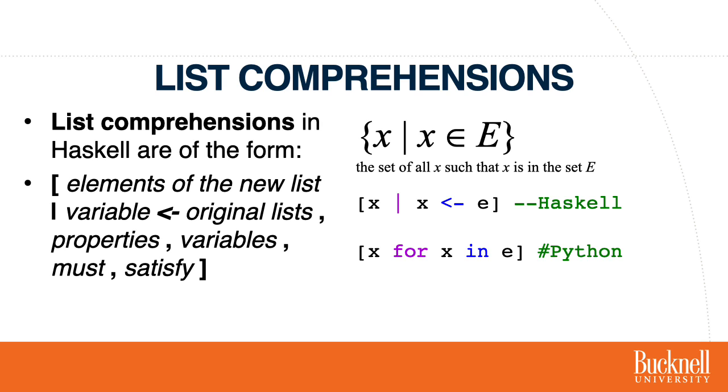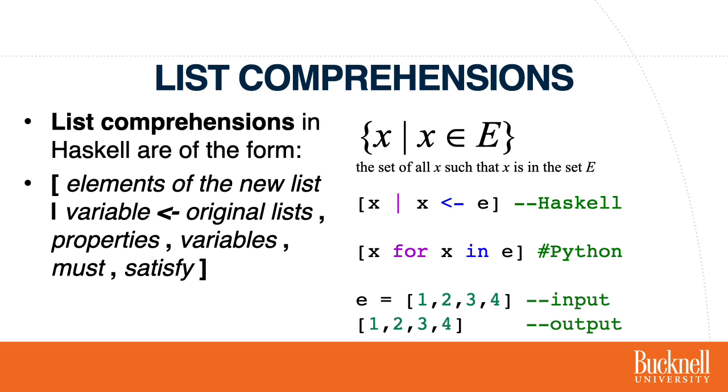Python shamelessly stole list comprehensions from the functional paradigm. List comprehensions in Python look very similar to list comprehensions in Haskell and can do pretty much all the same things. This is again the identity list comprehension in Python. So if we assume that E is 1, 2, 3, 4, then the output of these list comprehensions will be, of course, 1, 2, 3, 4.